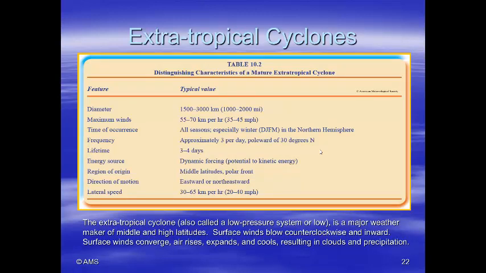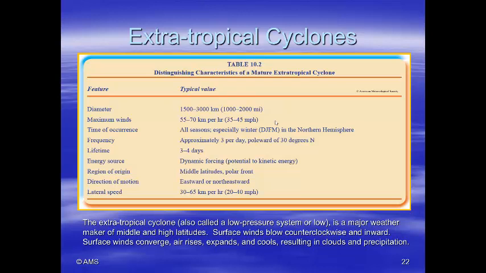Now we know that extratropical cyclones, also called low pressure systems, are major weather makers in the middle and high latitudes. The winds blow counterclockwise and upward, and the surface winds converge, air rises, expands, and cools, resulting in clouds and precipitation. Their diameter can be 1,000 to 2,000 miles, or 1,500 to 3,000 kilometers. The maximum wind speeds can reach 45 miles an hour.